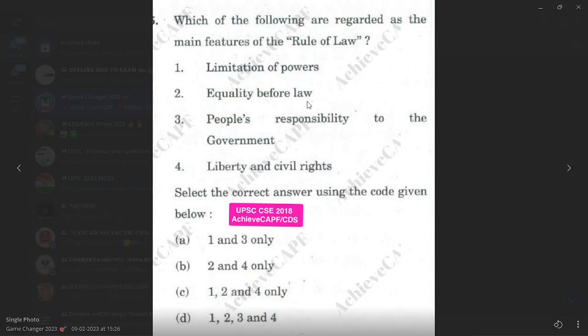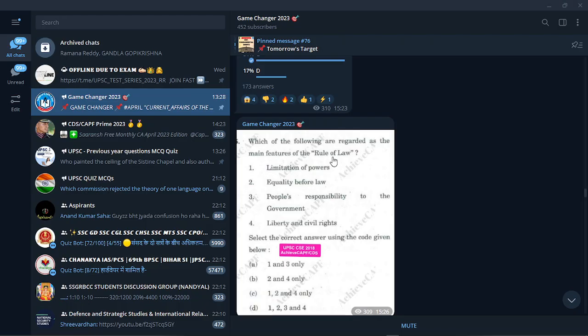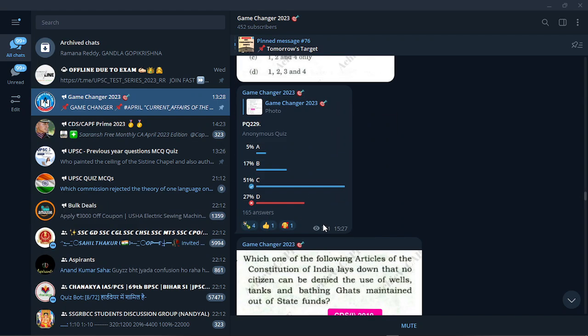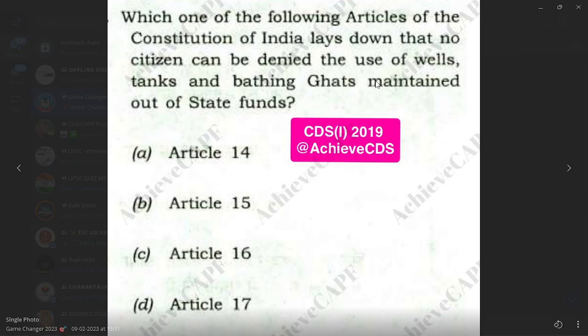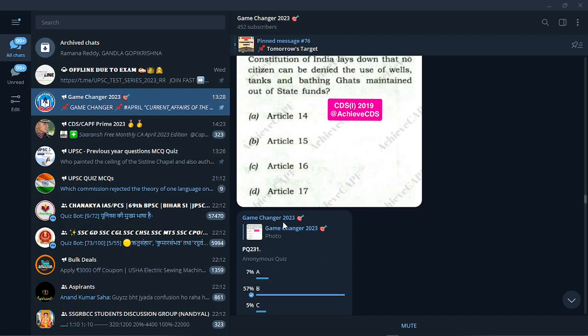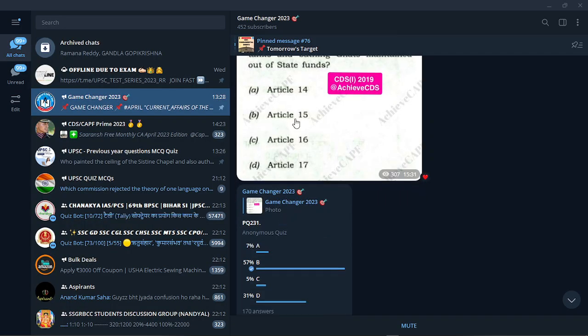Limitation of powers is compulsory, 1 to 4, right? Limitation. 1, 2, 4. Option C. Which of the following articles of the Constitution of India lays down that no citizen can be denied the use of wells, tanks and bathing ghats maintained out of state funds? 17, 16, option D, 15. Article 15.